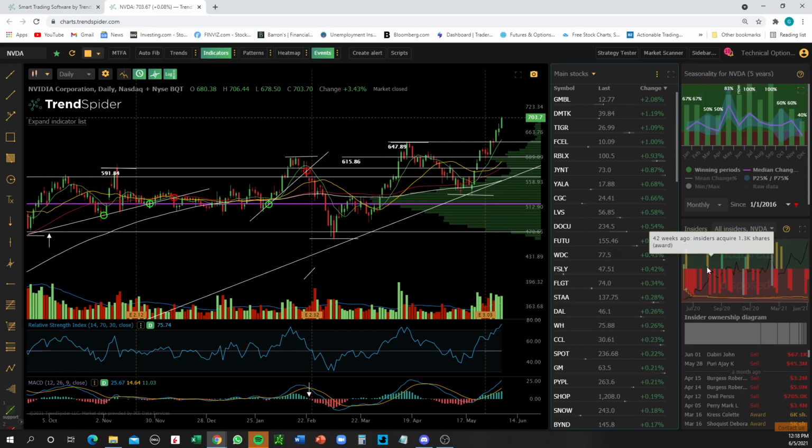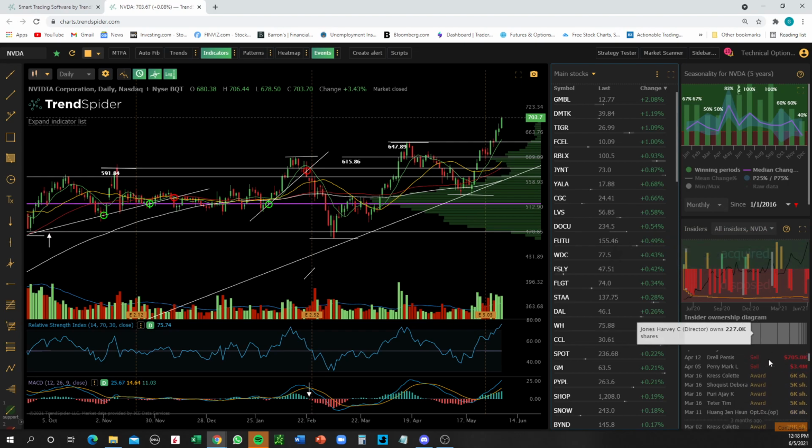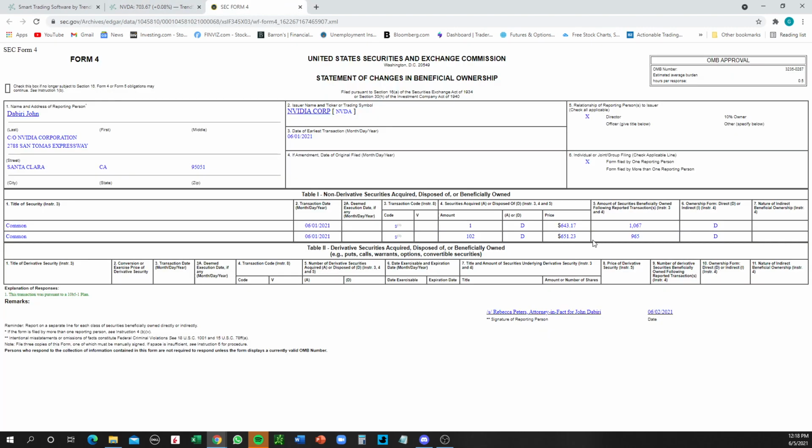And also it gives me insider sales. So if insiders of the company are selling, which is interesting to know, it just kind of tells you right here, and you can click on it. It takes you to a new page and it tells you how many shares they sold. This is the SEC page.